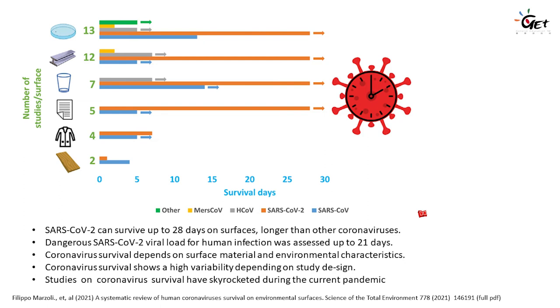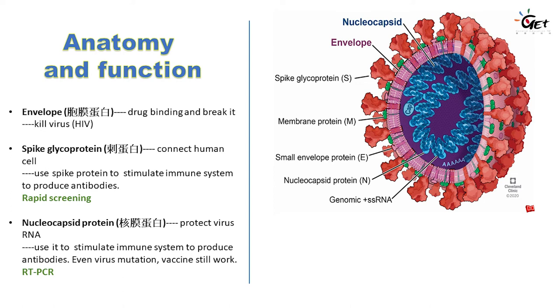So don't worry, if this virus dropped on a glass, the temperature is zero, it will die. Dropped on an iron, on a steel, and the temperature is 50 degrees, it will die very soon. It's very easy to kill this virus. Just break the envelope protein. All the ways we use just try to break this envelope protein.